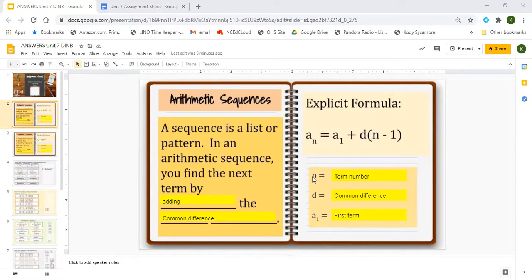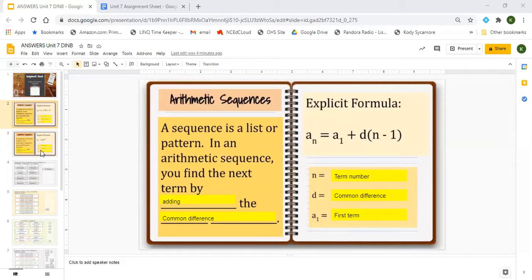And n is going to be the term number, like 3rd term, 4th term, whatever, of the list or of the sequence. d is the common difference, the number that you're adding each time to get to the next term. And a sub 1 is specifically listed in the formula, and that is the value of the first term. We'll be using this formula a little bit later today. The math in this unit is actually not very hard. It's going to be the notation that's the hardest part. So we'll be starting to work with that today.